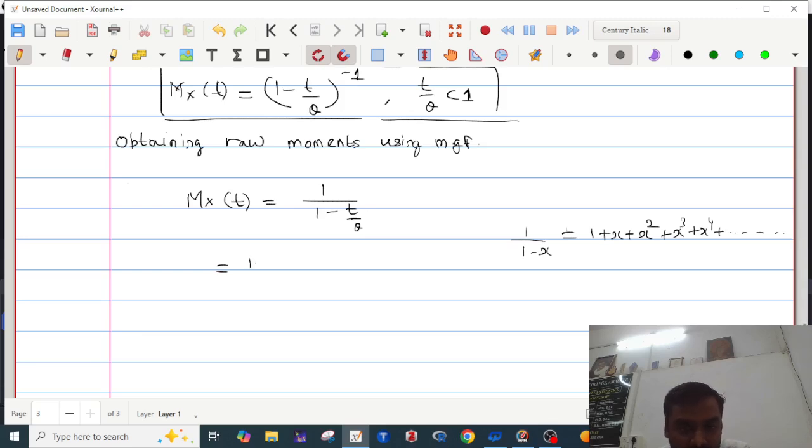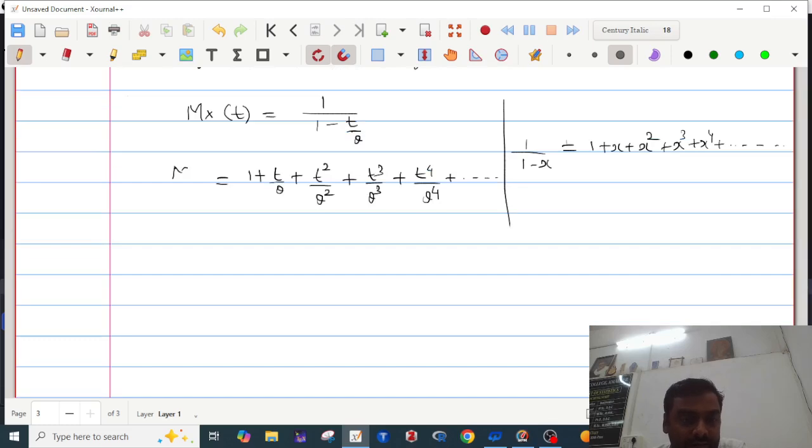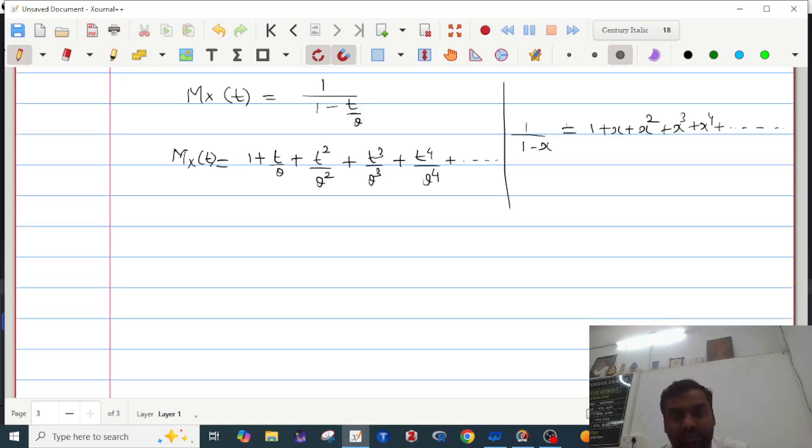So it is 1 plus, what is x here? x is t upon theta, plus t square upon theta square, plus t cube upon theta cube, plus t raised to 4 upon theta raised to 4, and so on. So this is the expression of MGF. And how will we obtain the raw moments using MGF?